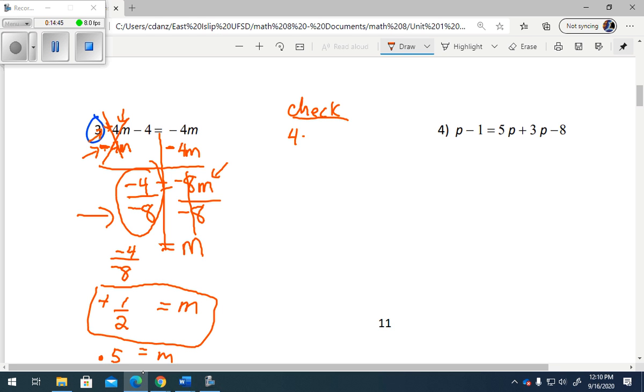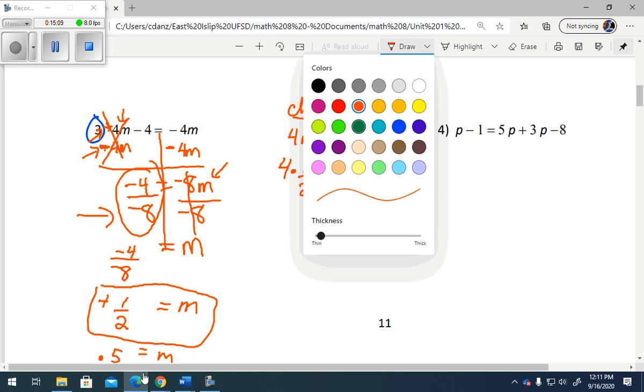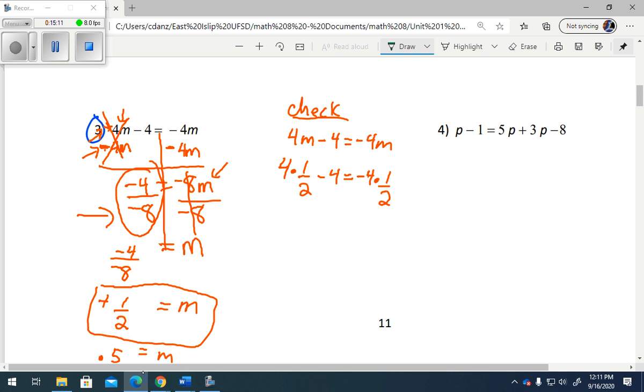So 4m minus 4 equals negative 4m. I'll replace the m with a 1/2. I'm going to use a dot to represent multiplication. You could use parentheses, but I'm choosing to use a dot right now. So remember, we have to follow the order of operations when we do a check. So I have to do this first.